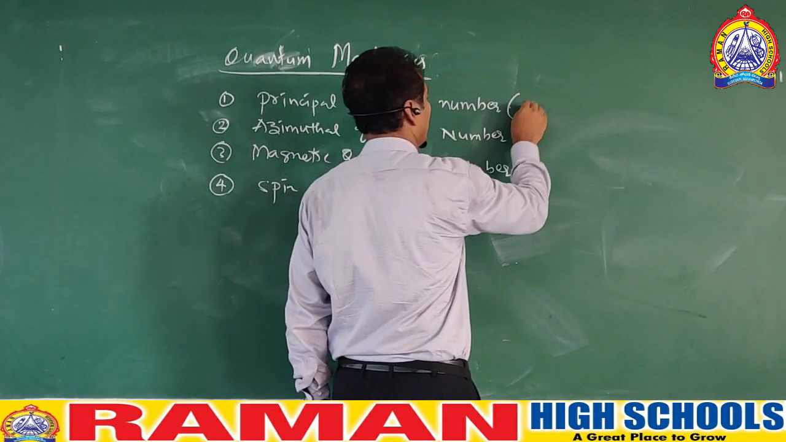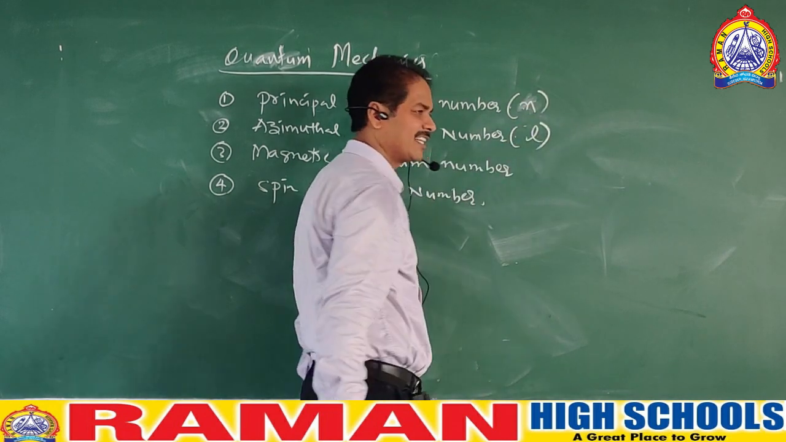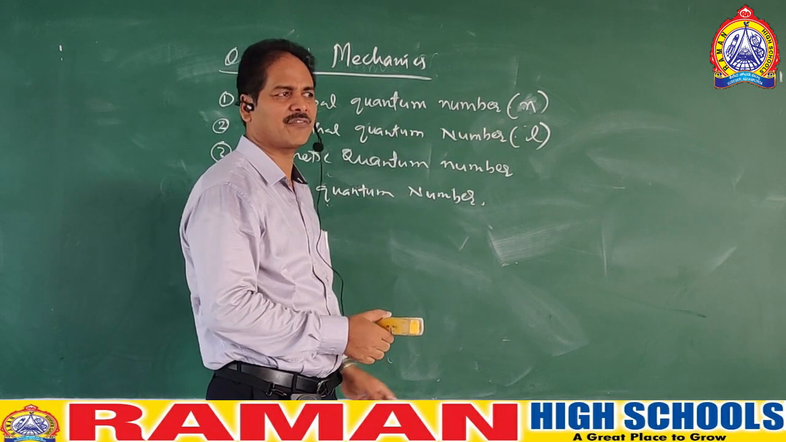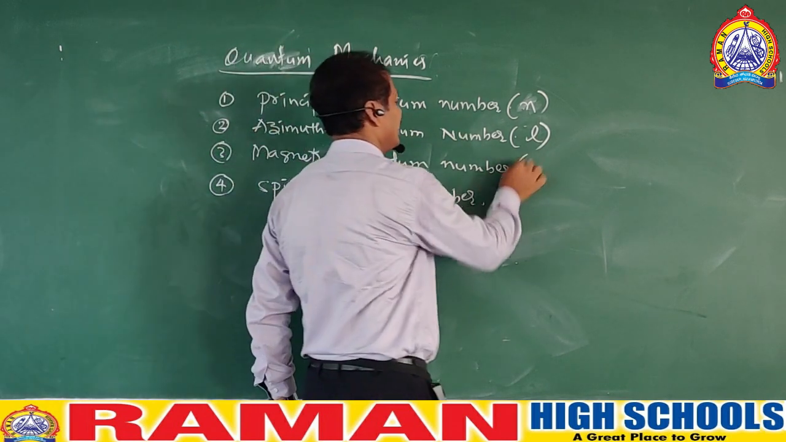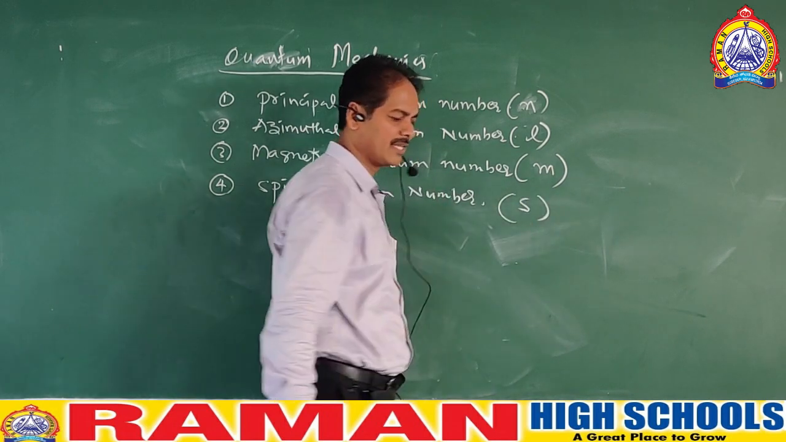The principal quantum number, you know, is indicated by the letter N. The azimuthal quantum number is indicated by the letter L. The azimuthal quantum number is a modification of Sommerfeld's atomic model. The magnetic quantum number is indicated by M. The spin quantum number is indicated by S.